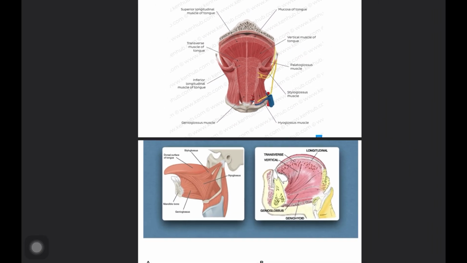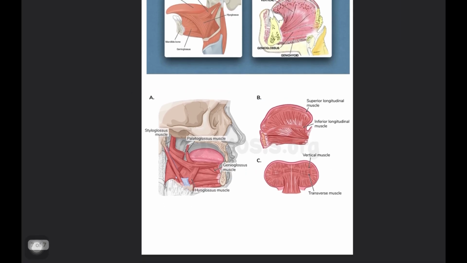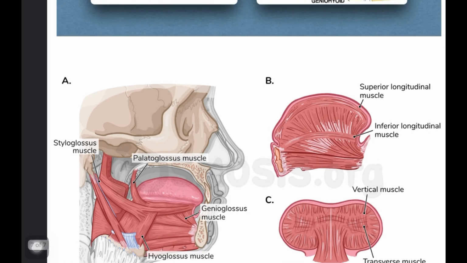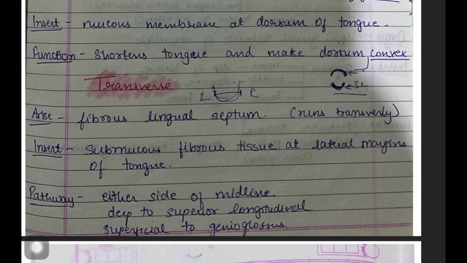these are the longitudinal muscles which pass from the tip to the posterior part of the tongue. Okay, this is the superior longitudinal muscle and this is the inferior longitudinal muscle. Clear? Now let's get to the transverse muscle.